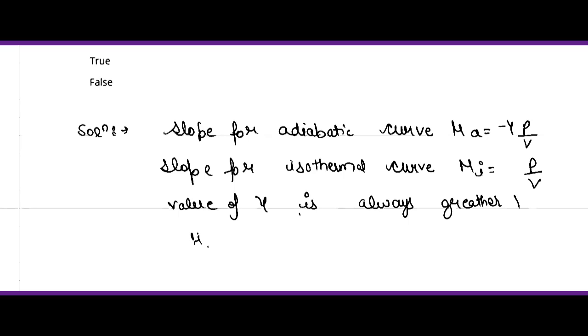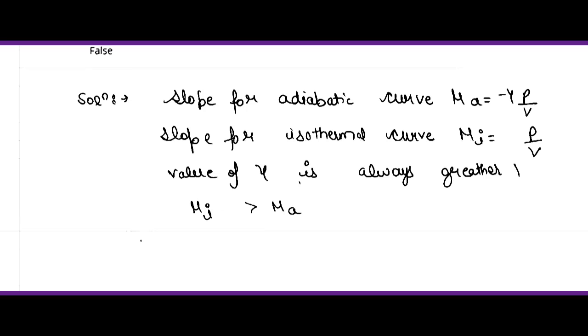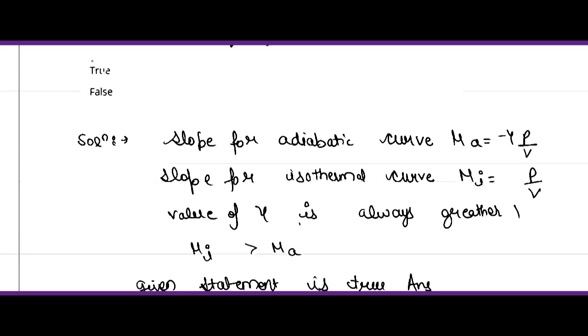So from this we can say that the slope of the isothermal curve must be less than the slope of the adiabatic curve. So from this we can say that the given statement is true here. So this is our answer for the question. So we can mark it. This is true here. Thank you.